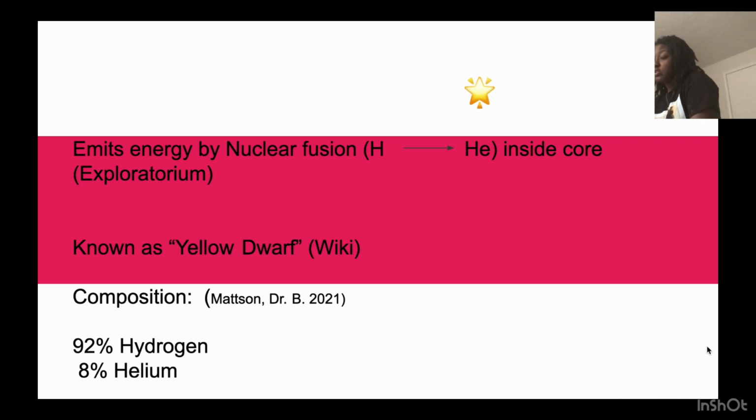The sun is a star. The sun emits energy by nuclear fusion, from hydrogen turning into helium inside the core. The sun is also known as the yellow dwarf. The sun's composition is about 92% hydrogen and 8% helium.